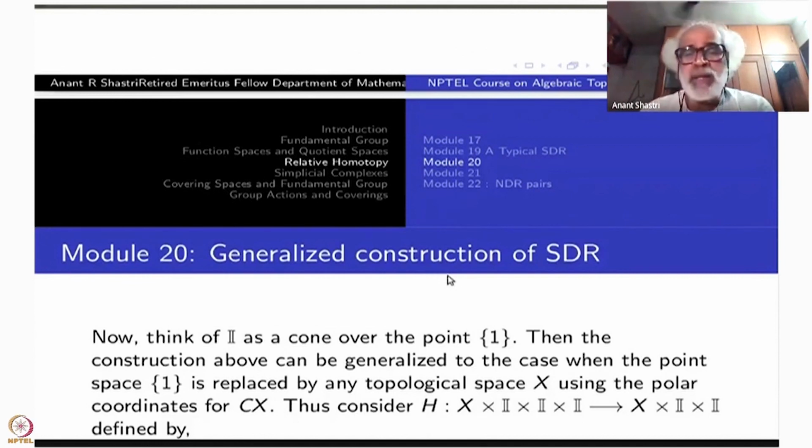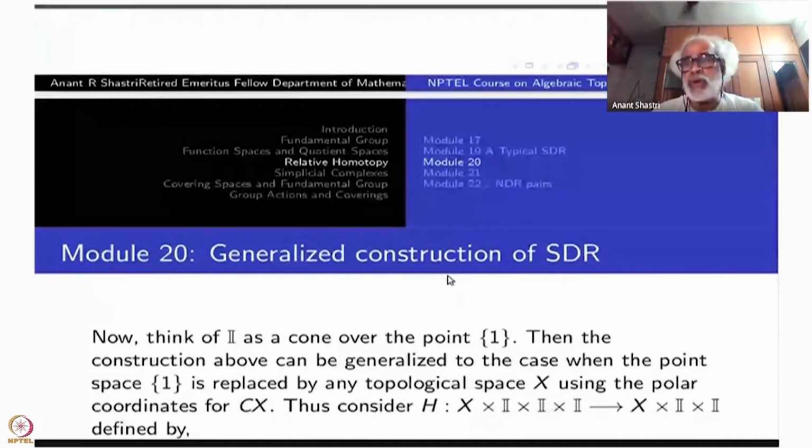Then the construction above can be generalized to any space x instead of the singleton 1. Okay. So what you do is you use polar coordinates for the cone over x. So thus what you have is, let us look at this map, x cross I cross I cross I to x cross I cross I.